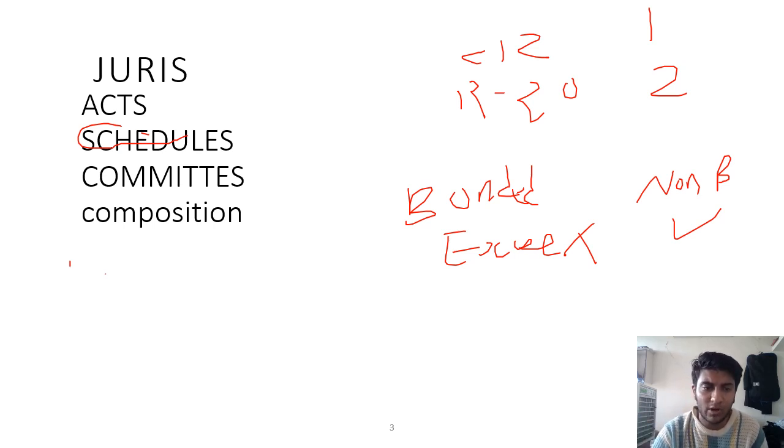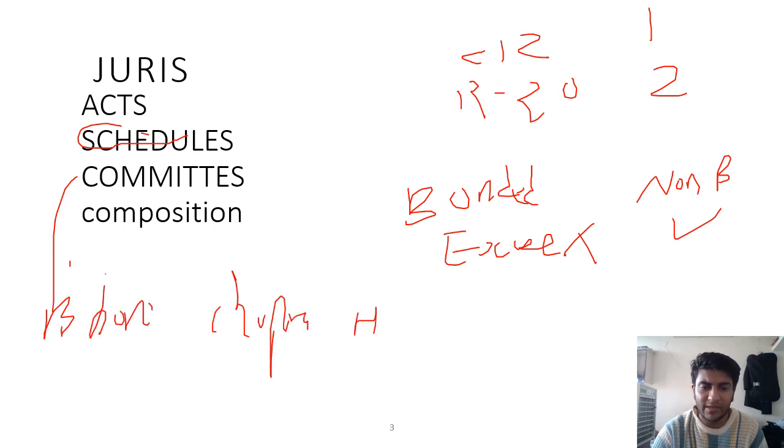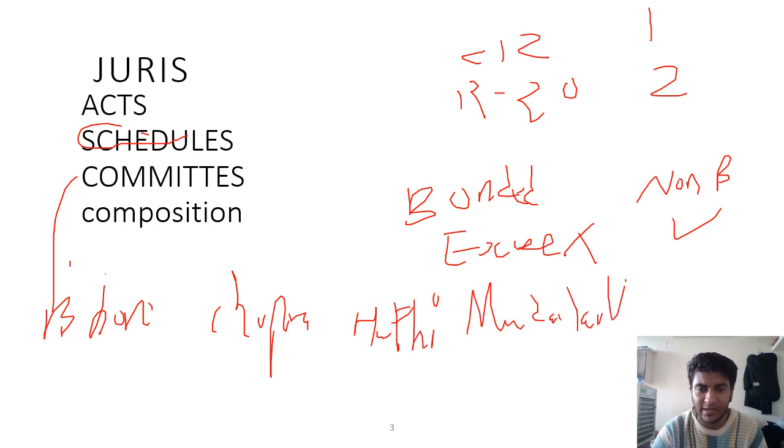And committees: Bhore committee, Chopra committee, Hathi committee, Mudaliar committee, right? Which committee is called the health survey and planning committee, which committee is called the health survey and development committee, who was the chairman and all. So that you need to know.